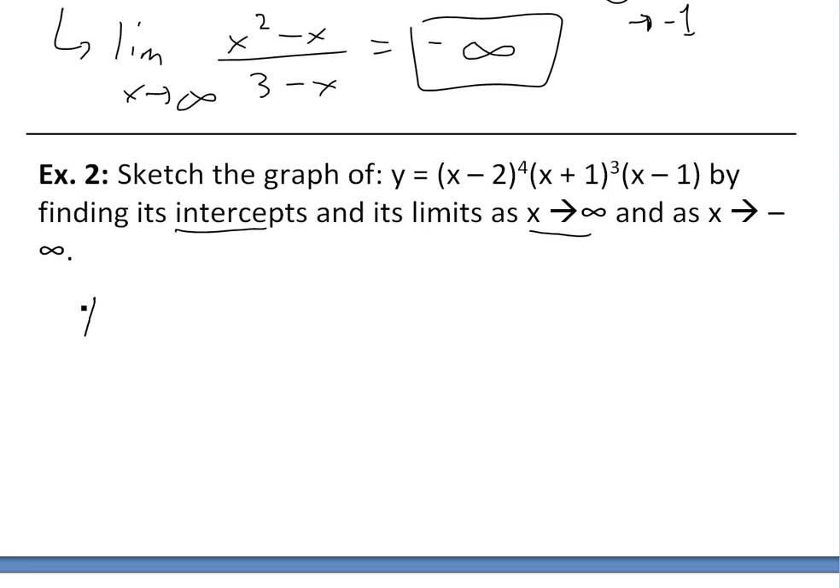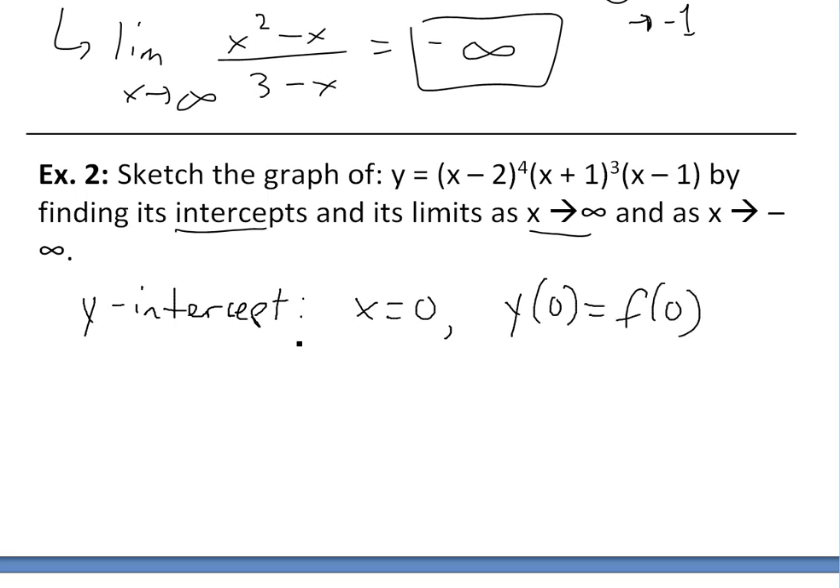So the first thing we should do, let's look at the y-intercept, and remember the y-intercept is basically when x is equal to 0. So we basically find what the y value is when x is 0, y of 0, or f of 0 right here. So we just set x to equal 0 and solve for y.